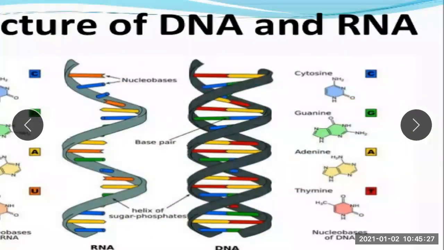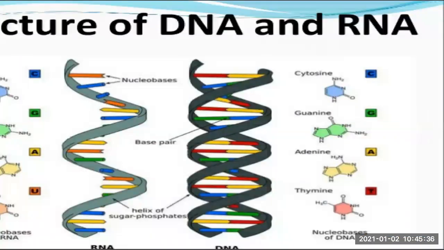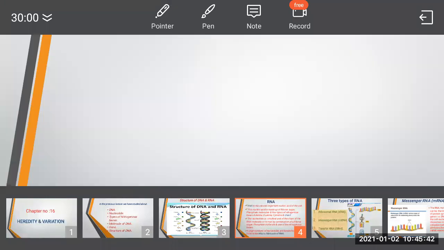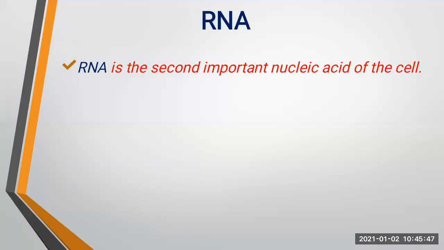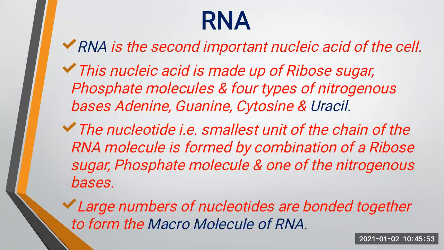So here are the nitrogenous bases, the molecular structure of the nitrogenous bases. Here, what you can see. Okay, so on your screen you can see the details of the RNA. RNA is the second important nucleic acid of the cell. This nucleic acid is made up of ribose sugar, phosphate molecules, and 4 types of nitrogenous bases, that is adenine, guanine, cytosine, and uracil.